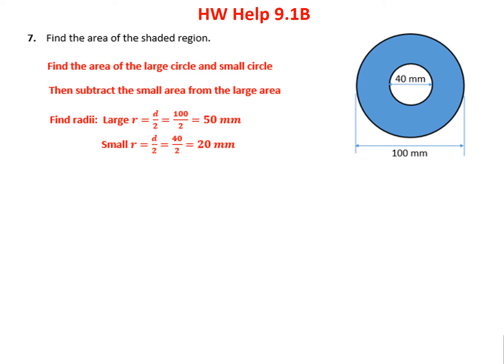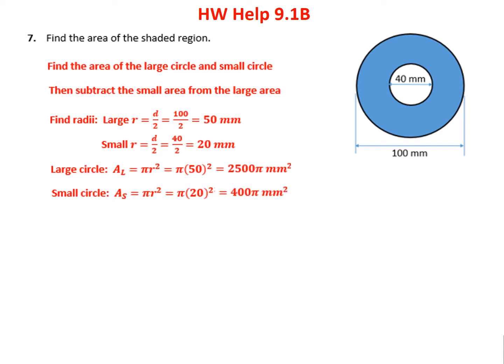And now we can find the area. The large circle is going to be pi r squared, which is now pi times 50 squared, or 2,500 pi millimeters squared. The small circle, similarly, is going to be pi times 20 squared, or 400 pi millimeters squared. So in this case, let's subtract the small circle from the large circle, and we get 2,500 minus 400 pi, or 2,100 pi millimeters squared, and that's our answer.